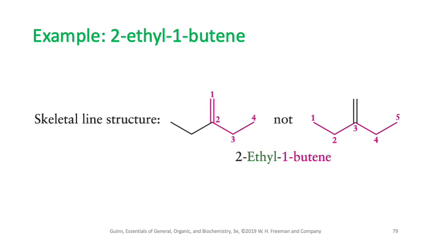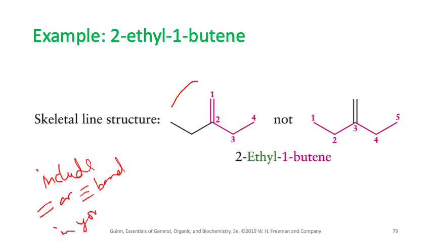So if you have this structure, let's try to name this structure. The rule says you have to include the double or triple bond in your parent chain. You cannot leave the double or triple bond, if there is any, out of your parent chain counting, right? The second rule says you have to give the lowest number, or location number, to a double or triple bond if there is any present, right?